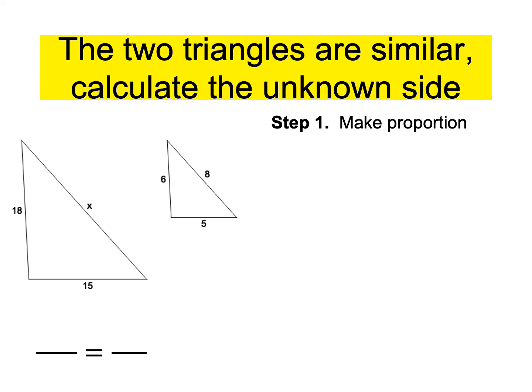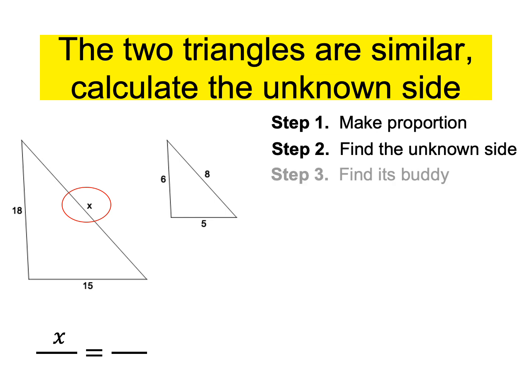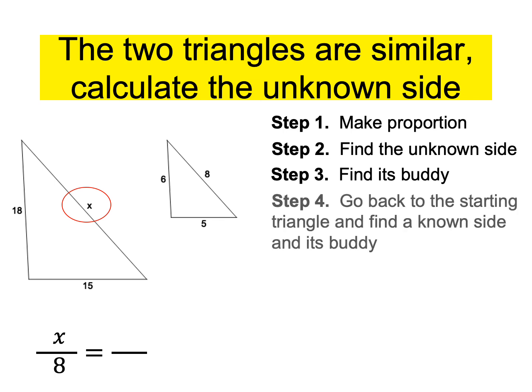Now, you look at, one side is missing. That's the side, that's the x. Well, which side of the smaller triangle corresponds with x? That's 8. Right? Can you see how those match up? So x goes with 8, so I put x over 8. Then I go back to the large triangle, because that's the one I started with. That's on the top. And you pick either one of the sides, 18 or 15. I always choose the smaller number, so I'm going to choose 15, and which side corresponds with that on the smaller? It's 5, so we put 15 over 5.